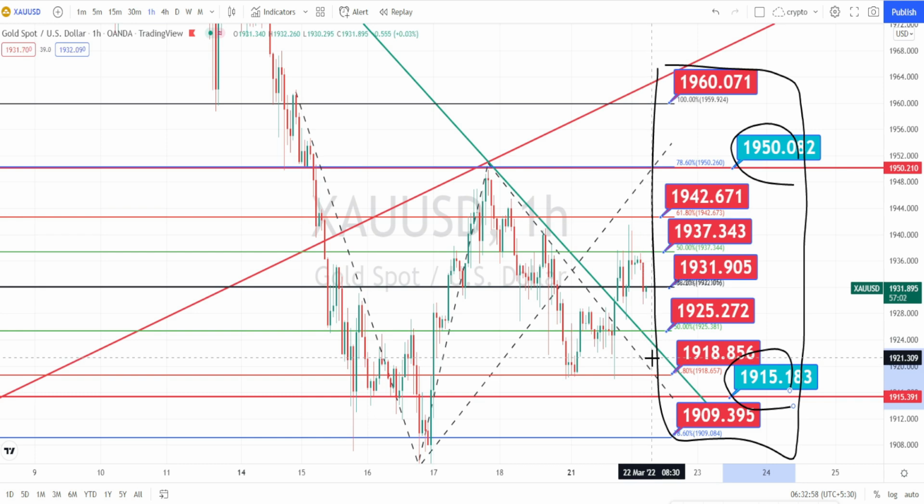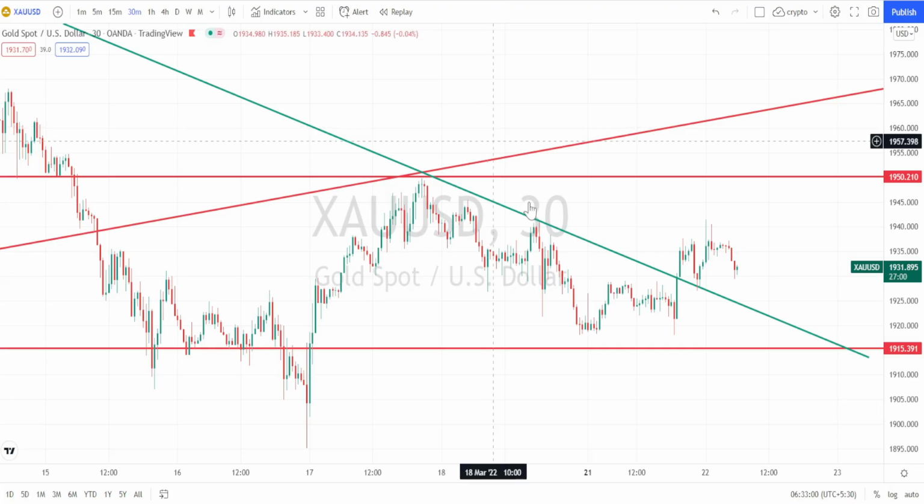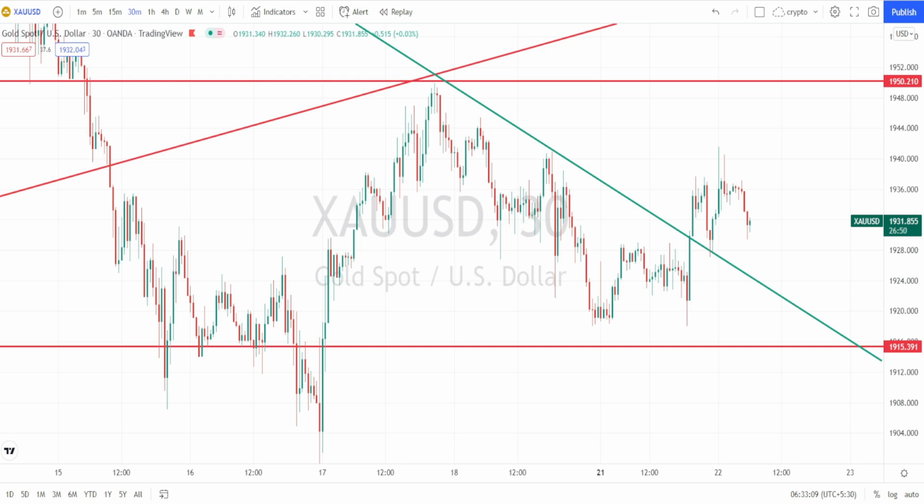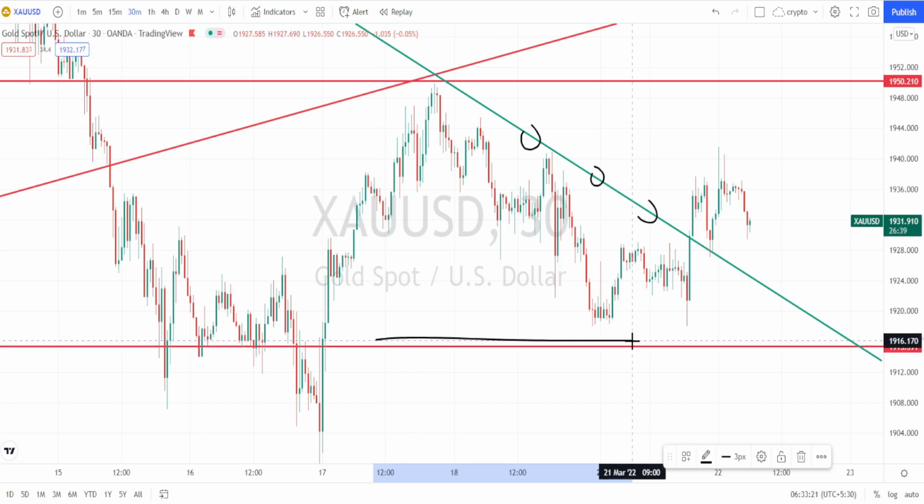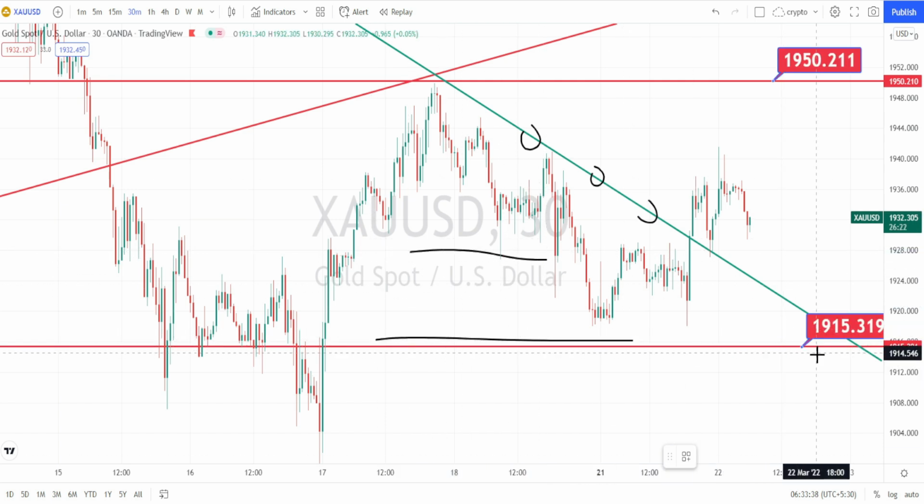Let us do the analysis in 30 minutes time frame. I am in 30 minutes time frame now. When we look at the price action in 30 minutes time frame, it has broken this hourly time frame resistance line, so this line becomes invalid. Currently the price action is moving sideways and it is in a range bound market for now.